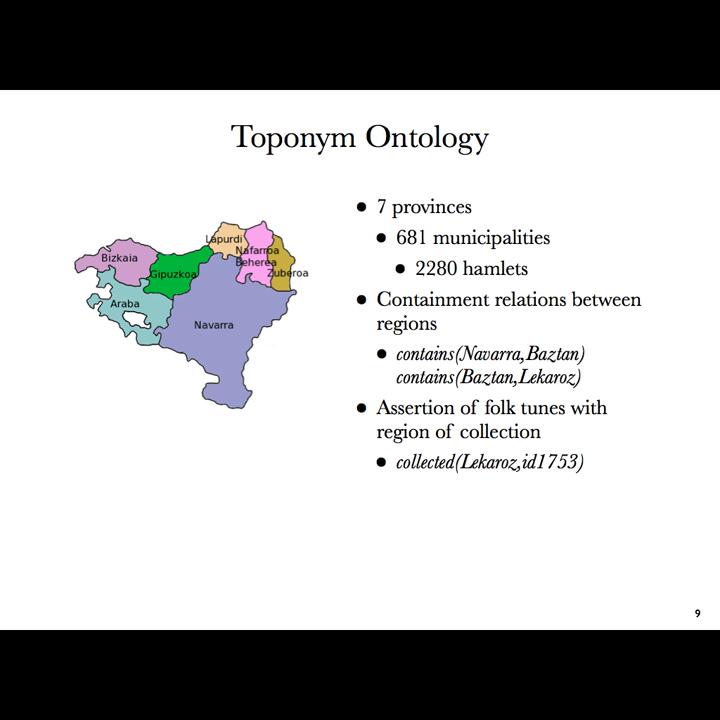There's geographical information. So there are 7 provinces which break down into a small number of municipalities and hamlets, and there's a data collection of what's contained in what. I think the smallest level of granularity here is too small to be useful with regard to the data set, but the provinces are very useful.